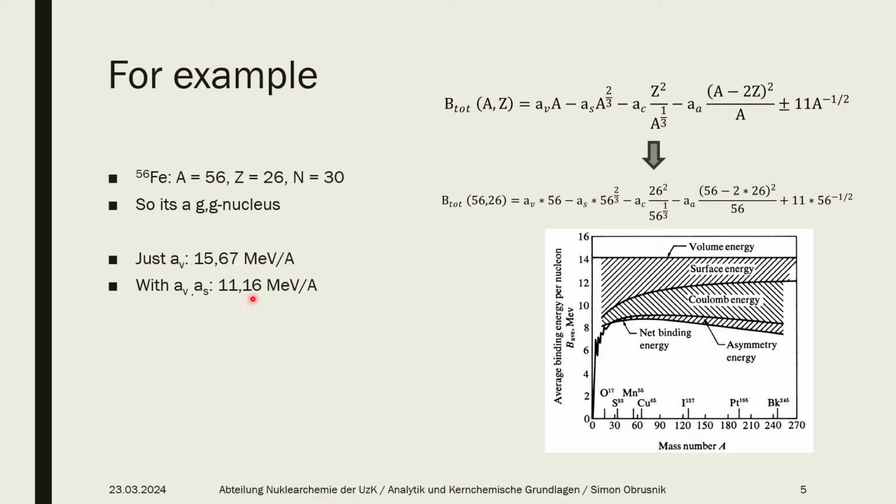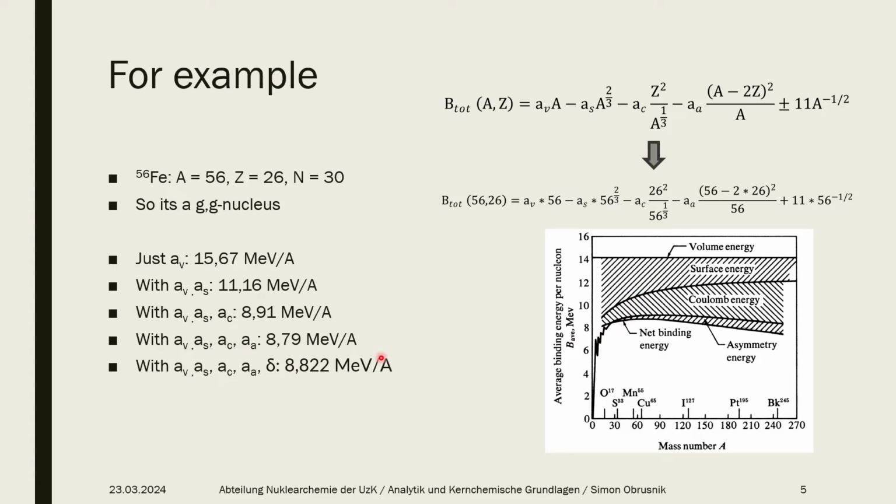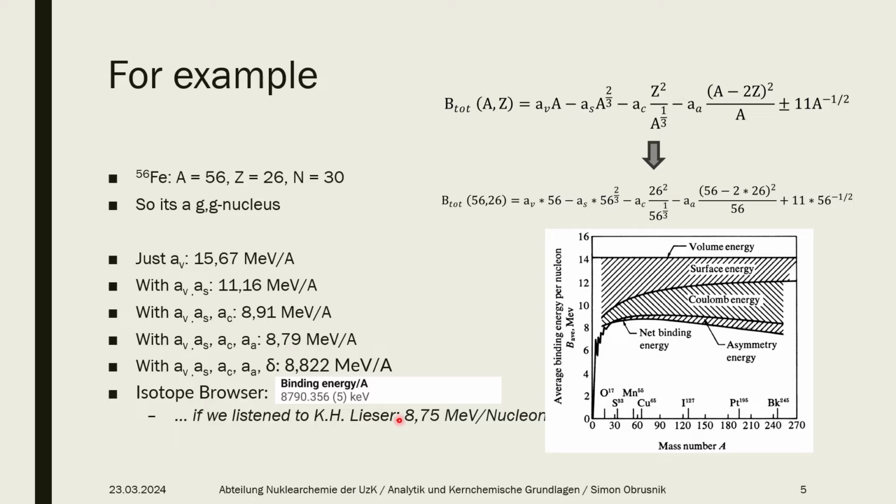What I do with these different parts of the equation is explained in the detailed video, so I would just recommend you watch that. If we go further, we correct it down to the actual value with all of these terms being paid attention to, and this is 8.822 mega electron volts, and the literature says that the binding energy at the iron 56 nucleus is 8,790 kilo electron volts per nucleon, so 8.79 mega electron volts per nucleon. If we paid attention to the Karl-Heinrich Lisa, we would have this value, and they are quite close to each other.